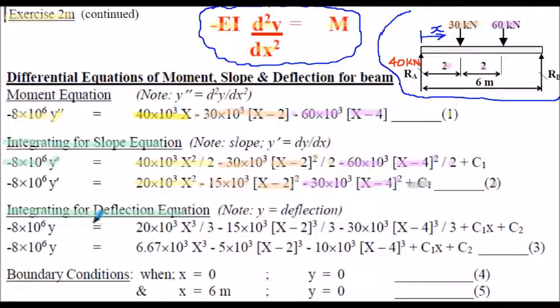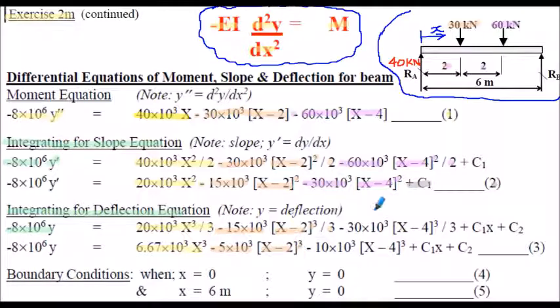Notice that y is the deflection. So we end up with negative 8 times 10 to the 6 multiplied by y, and that's equal to, integrating the first term of equation 2, 20 times 10 to the 3 x to the 3 upon 3. Simplifying the first term, 20 times 10 to the 3 divided by 3 is 6.6 recurring times 10 to the 3 x to the 3. Integrating the second term, that becomes negative 15 times 10 to the 3 x minus 2 to the power of 3 upon 3. That simplifies to negative 5 times 10 to the 3 x minus 2 to the power of 3.